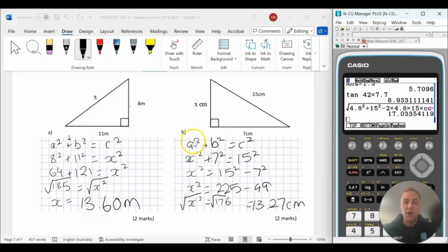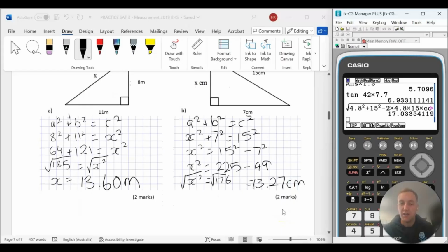The next one, we have a squared plus b squared equals c squared. But this time we are not trying to find the hypotenuse. We've got to manipulate the formula a little bit. So we know that x squared plus 7 squared equals 15 squared. We know that because of Pythagoras' theorem. So we move that around. Rather than adding 7 squared to x, we're going to take 7 squared from x, just so it cancels each other out. And what we do to one side, we have to do to the other. So it becomes 15 squared minus 7 squared equals x squared. We work out that sum, we square root it to cancel out x squared. That will leave us with x equaling 13.27 centimeters.